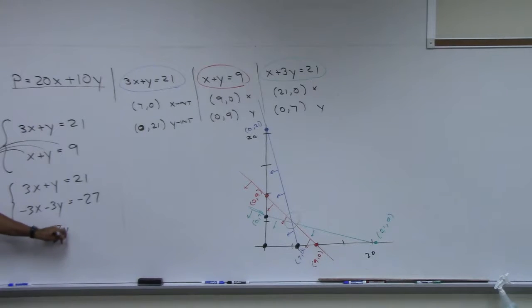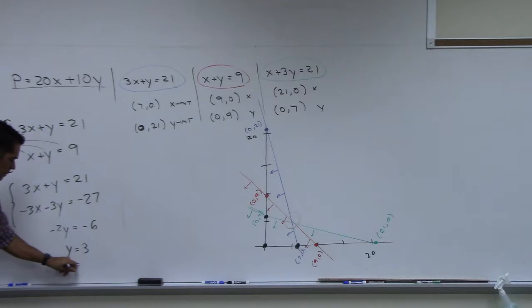Negative 2y equals negative 6. Divide both sides by negative 2. y equals 3, positive 3. Now take that back in and solve for x. So we can do it right here, right? Plug in 3 right here. So 6. x is 6. So there's a point (6, 3).